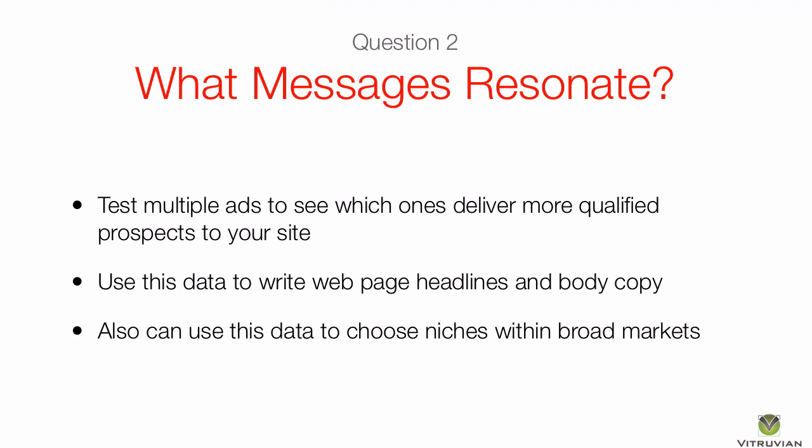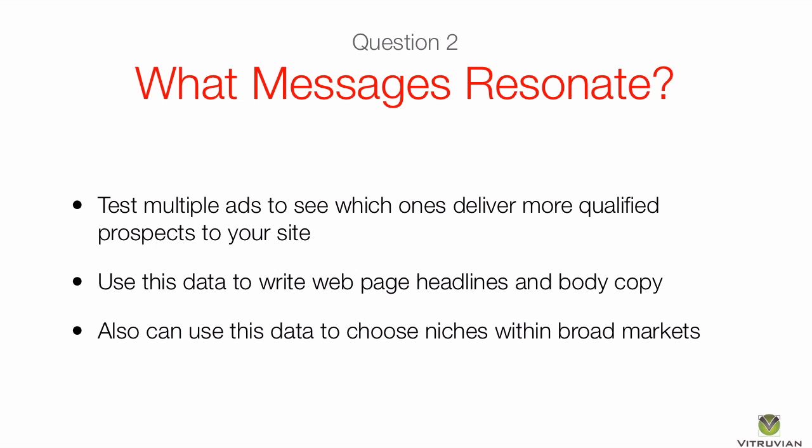So question 2, what messages resonate with our market? We can test multiple ads to see which ones deliver more qualified prospects to your site. And Google does this scientifically with sort of randomization. Some people will see your first ad, some people will see your second ad, some people will see your third ad, and so on for as many ads as you write. And you can see it right in the dashboard. You'll see statistics on which ads generated the most clicks. You can use this data to write web page headlines and body copy.